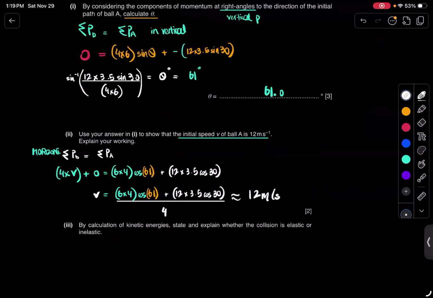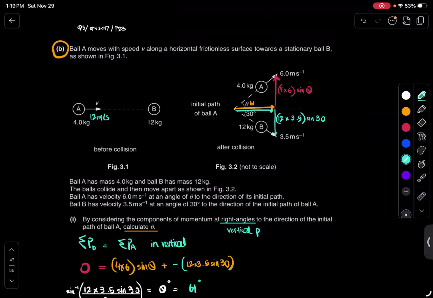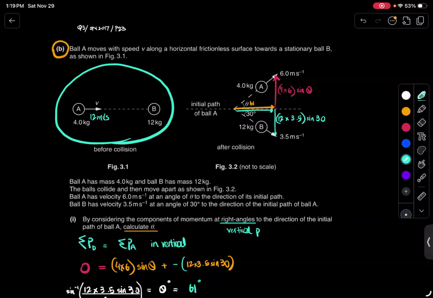So how do you explain the working though? So we know that horizontally momentum is conserved, right? Horizontal momentum has to be conserved. What is the total horizontal momentum? It's this value, right? This is the total horizontal momentum, which is what? It is 4 multiplied by V plus 0, right? Because this is not moving, so this has no momentum at all.